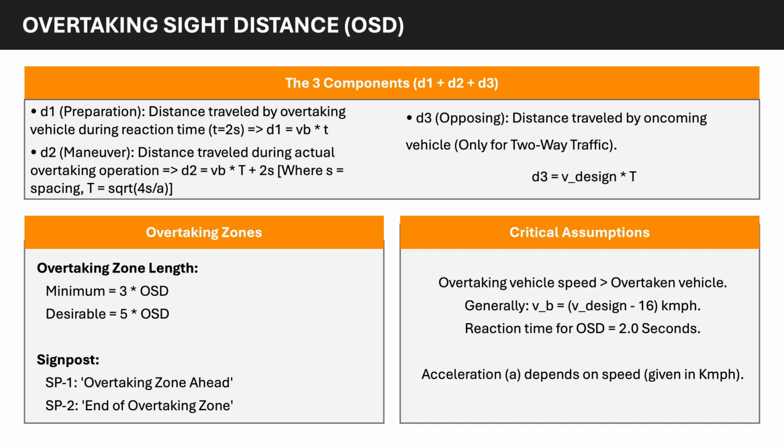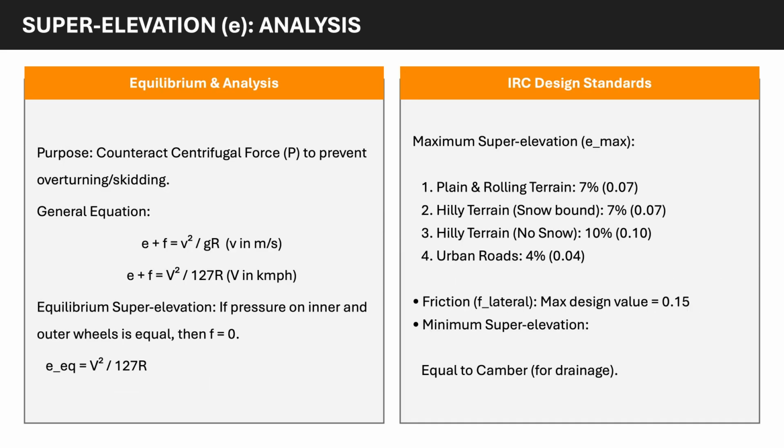D2 is the actual overtaking maneuver. It depends on capital T, which is the square root of 4 times spacing divided by acceleration. D3 is the distance covered by the oncoming vehicle. If the road is one way, D3 is 0. Also, note the overtaking zones at the bottom. The minimum length of a zone is 3 times OSD, and the desirable length is 5 times OSD. GATE often asks for these ratios.